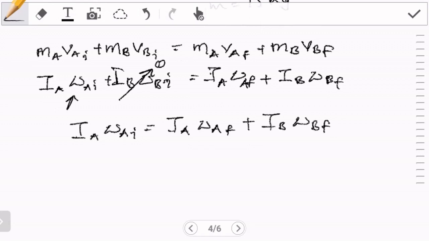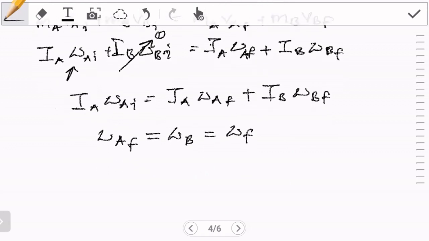The next thing that we have to look at is the man sits on the merry-go-round. So what happens is they'll have the same velocity after collision. The collision here is the part where the man sits on the merry-go-round. So after collision, the angular velocity of the merry-go-round is going to be equal to the angular velocity of the man. So let's just use angular velocity final for that.